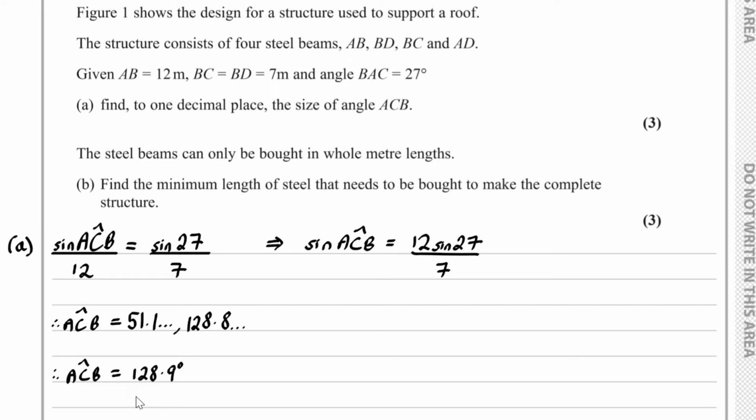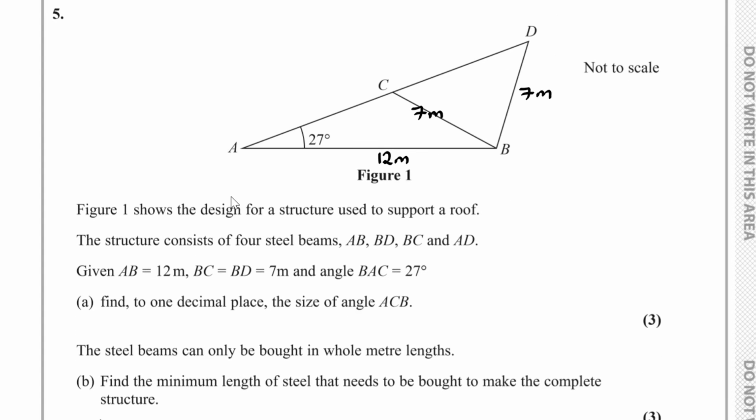Now, with that, for part B, the steel beams can only be bought in whole meter lengths, and we have to find the minimum length of steel that needs to be bought to make the complete structure. First of all, let's add this value of this angle into the diagram. Here we have a value of 128.9.